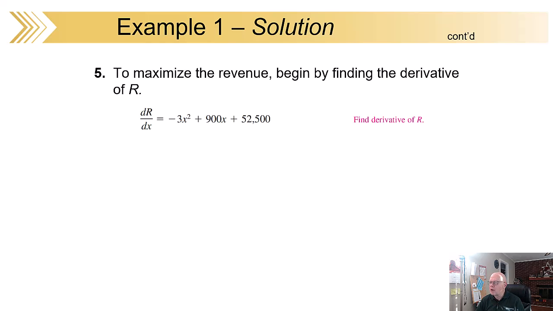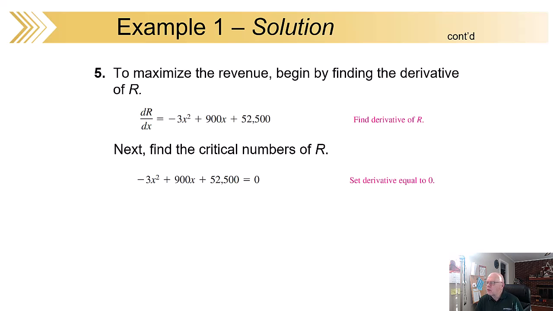To maximize the revenue, find the derivative, of course. You've been here before. That should be child's play by now. Find the critical numbers. In other words, take the derivative, set it equal to 0. Factor it. Another way of doing this would be dividing this by -3, and then factor.